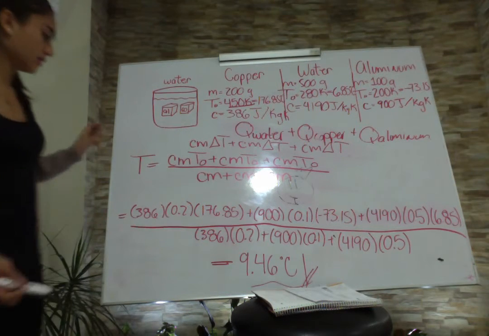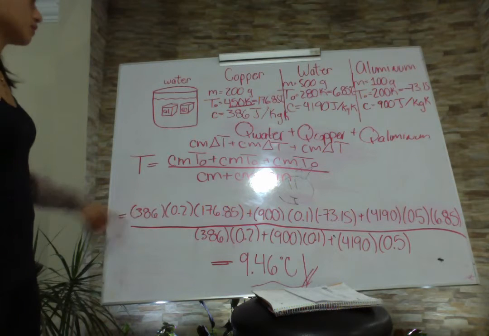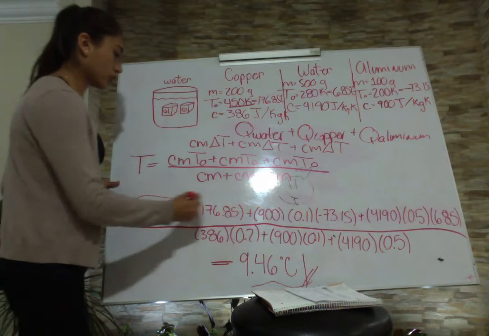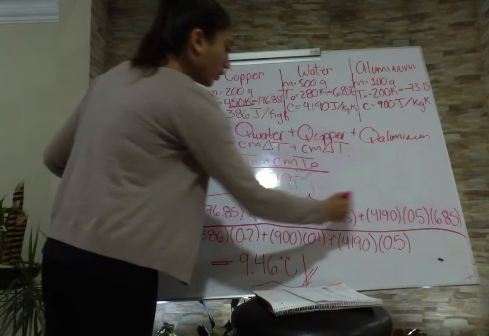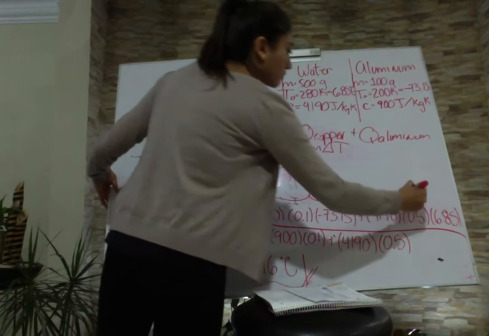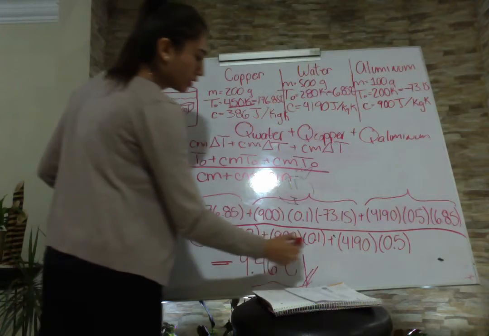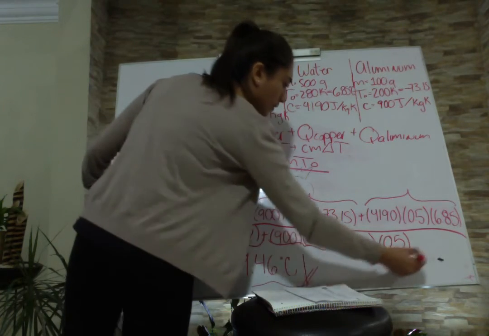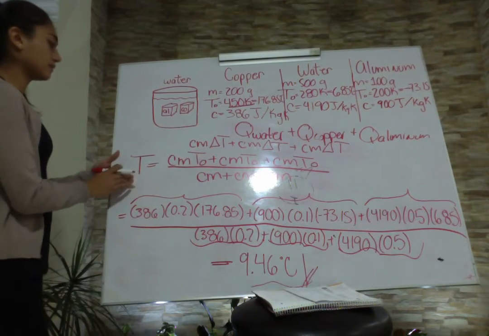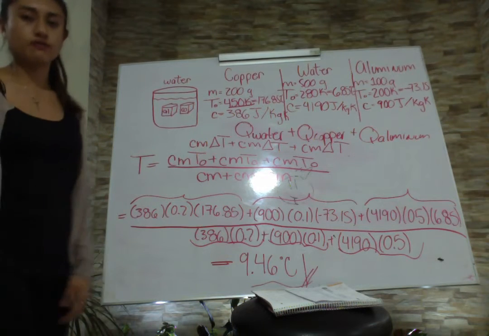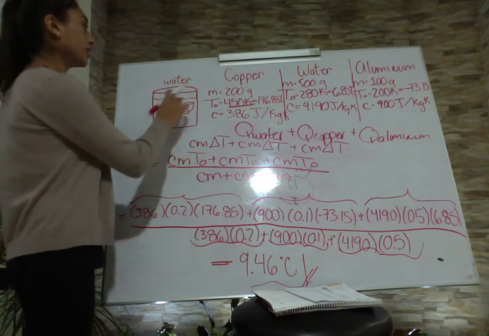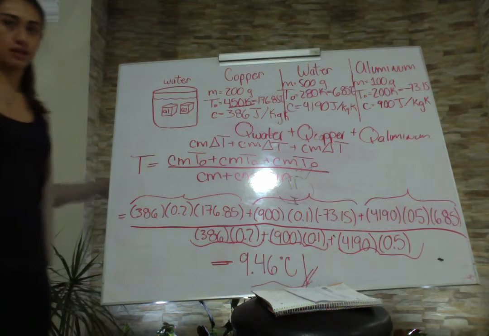This is the specific heat of the copper. This part is from the copper. This is from the water. And this is from the aluminum. As well in this part: copper, water, and the aluminum. And the final temperature is going to be the same for every part of the system because it's in equilibrium.